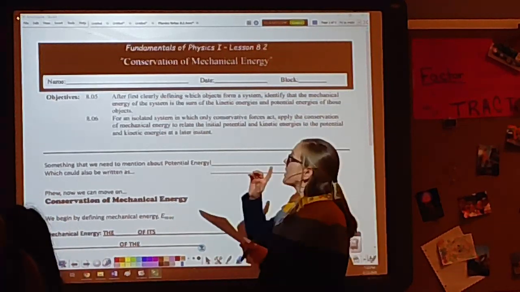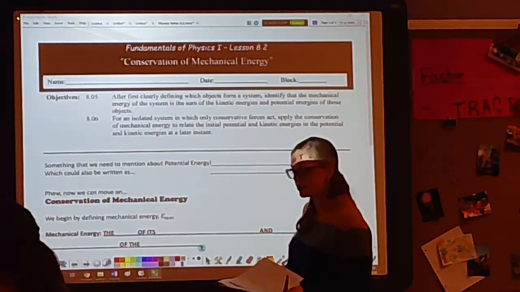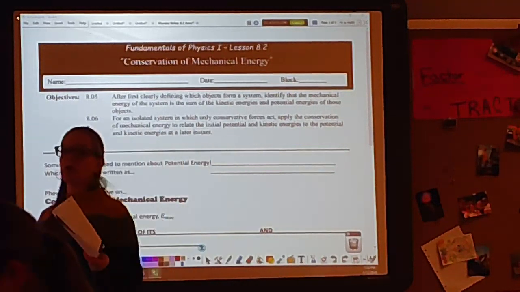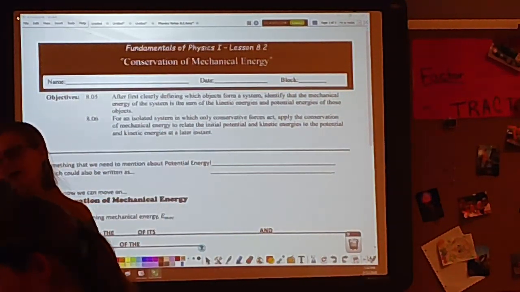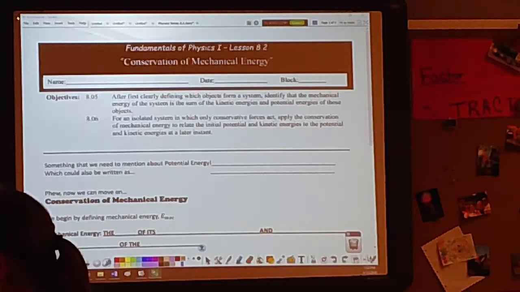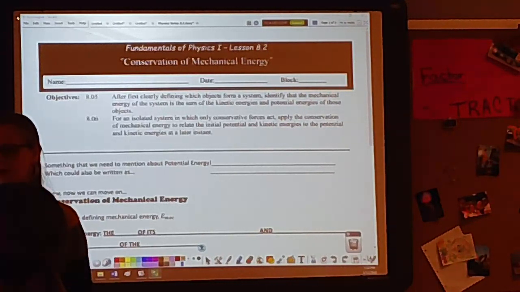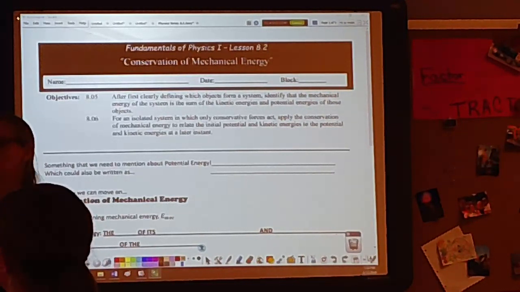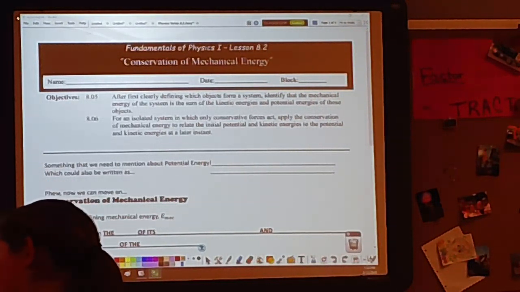Right, today we are going to talk about the conservation of mechanical energy. Mechanical energy is simply like doing work. You have two main types of energies. What are the two main types of energies? It starts with a K and P. Kinetic, we use a K, and for potential, we use a U.